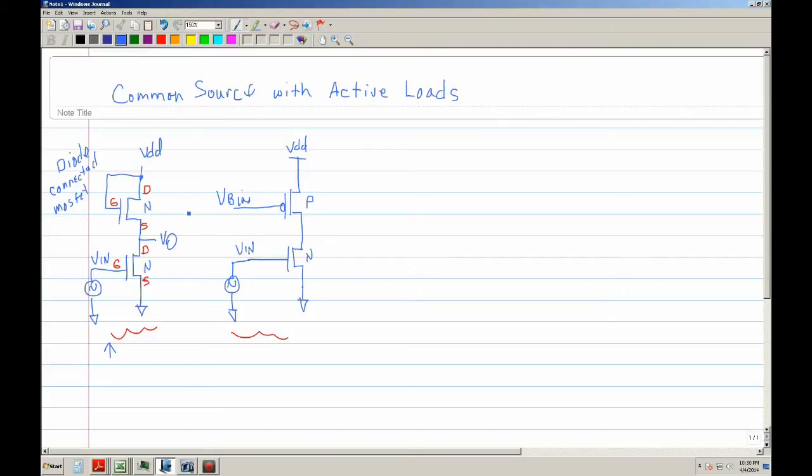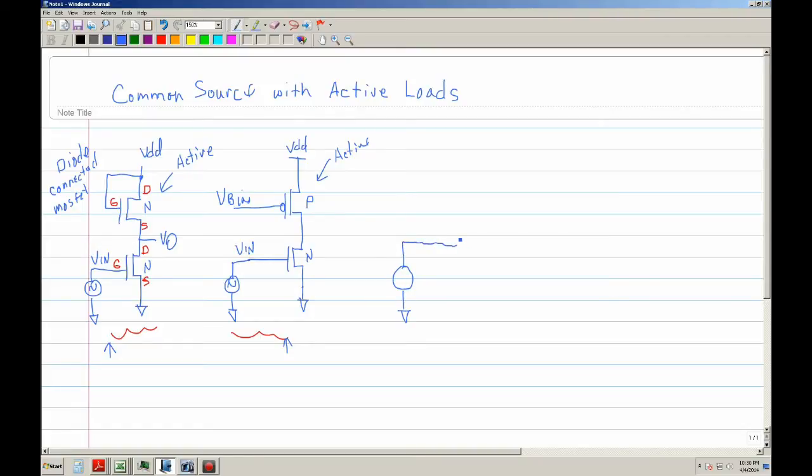And then in this second configuration, by the way, this is an active load, as this as well is an active load, except that this one's a P channel, but it's not connected as a diode. So there's a little bit of differences. How do you treat this? Now before I analyze these, let's back up a little bit and go to a fundamental.